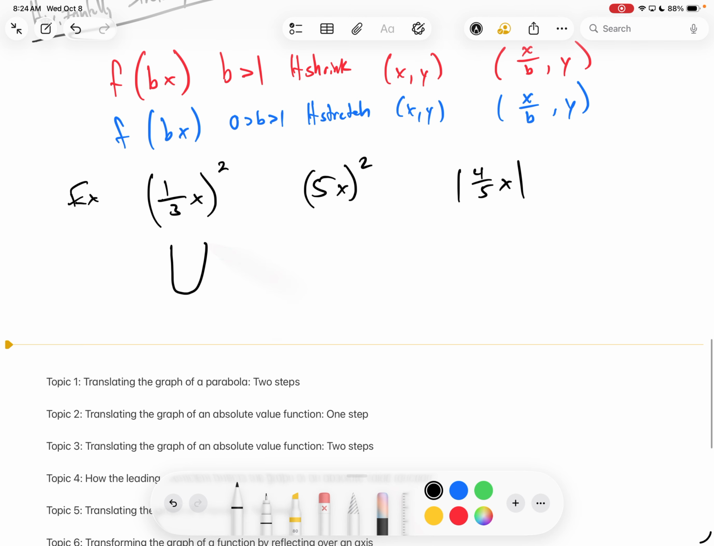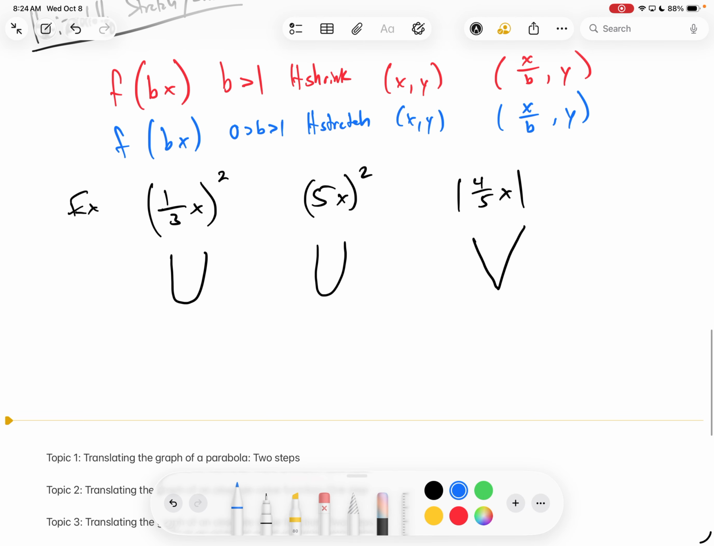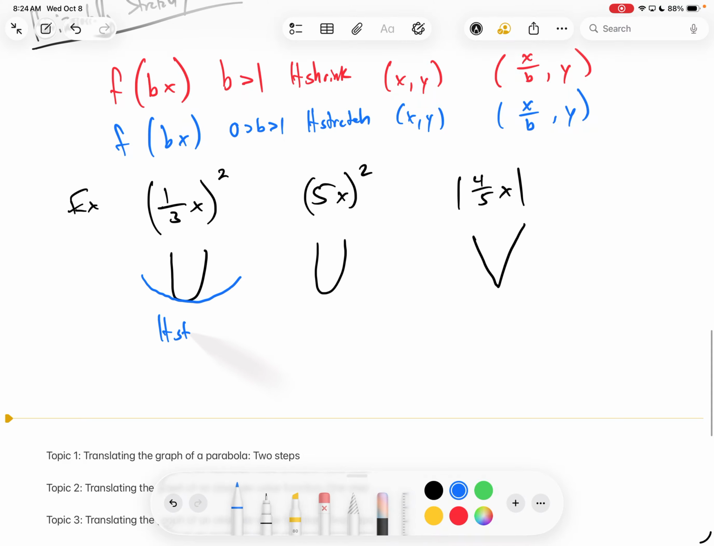So my original looks like this. So what I'm doing here, do the opposite of what you think. This is on the inside because it's the part that's being squared. So it's multiplied by a fraction, I'm actually going to horizontally stretch it. So again, if you grab the left side and the right side and you stretch it, it would go like this. Okay, I horizontally stretch it.